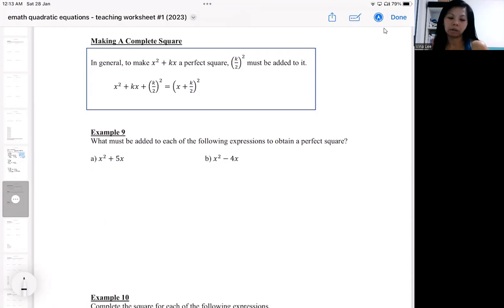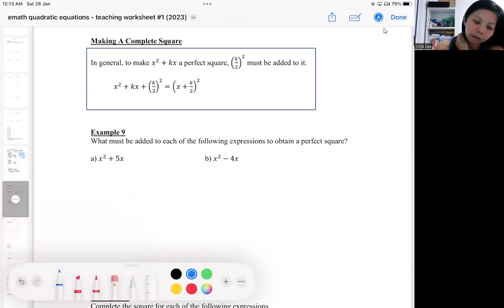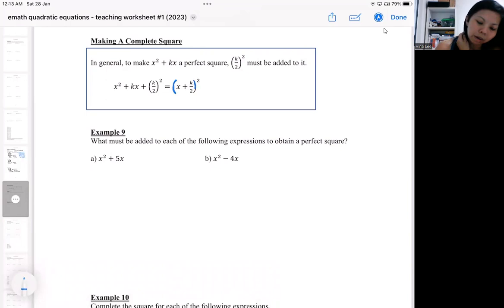So if you look at the box, if you would like to create a perfect square, this is the perfect square that we are talking about. Anything squared is a perfect square. Currently this one is not a perfect square yet. So the method to make it into a perfect square is, I'm going to add this part, and it will become a perfect square.